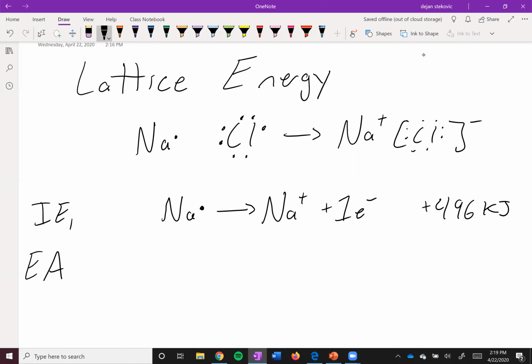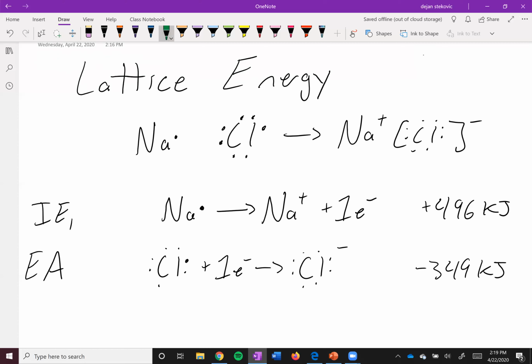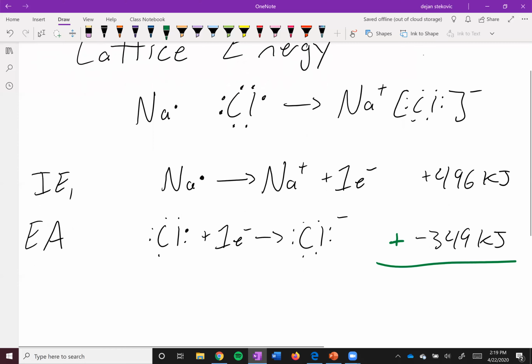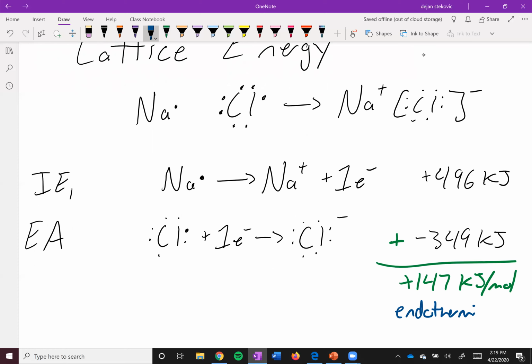And then if we think about the electron affinity of chlorine, adding an electron to chlorine, if we have chlorine here with 7 electrons, we want to add 1 electron to it. That'll turn into a chloride with a negative charge. And so this is a negative 349 kilojoules. And so when we add these two sums together, you get plus 147 kilojoules per mole. And so you might predict that this is an endothermic reaction.